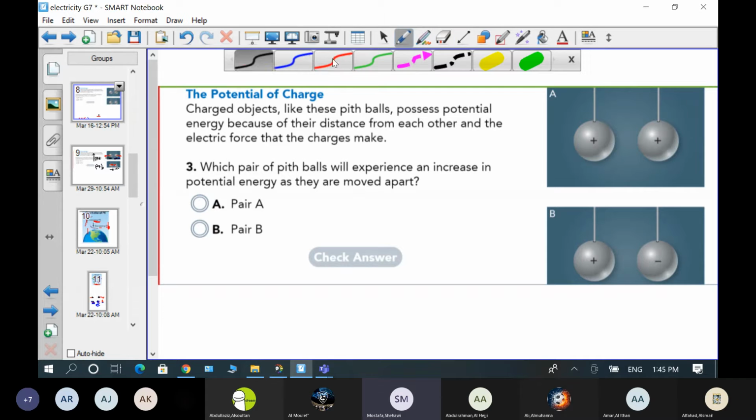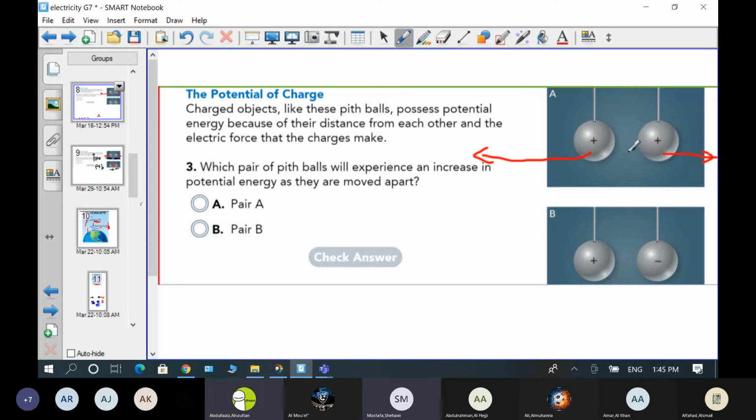We have a system here, and I want to move it in this direction, for example. Ask yourself a question. Do I need to put more energy into the system? They already are repelling each other. No, we don't need to. Bravo. So potential energy is what? Decreasing. Let's erase it and apply the rule again.